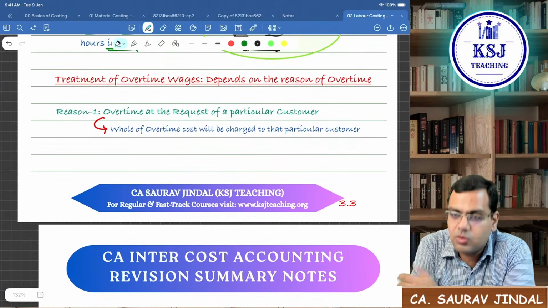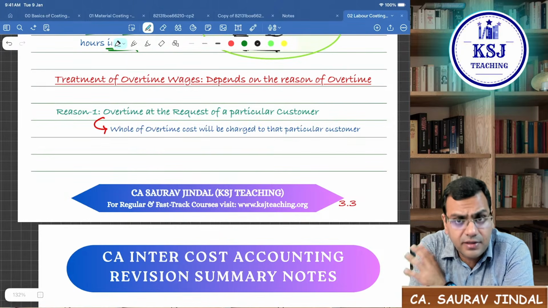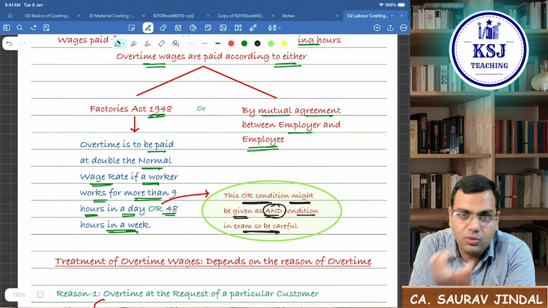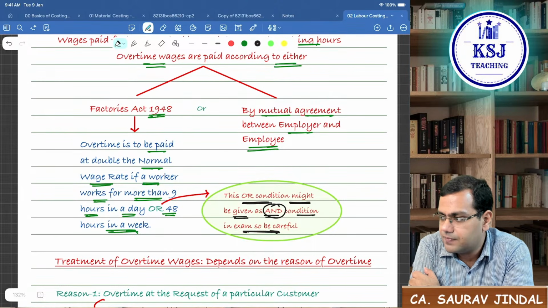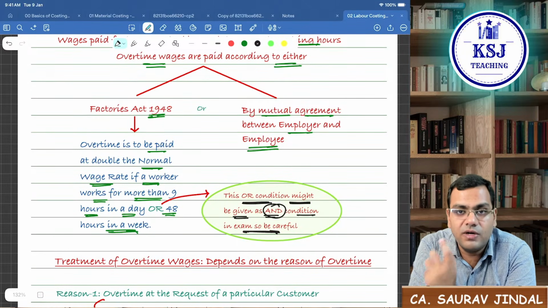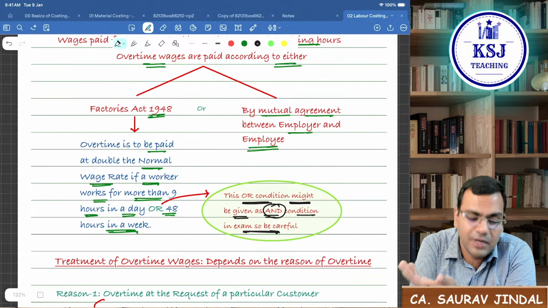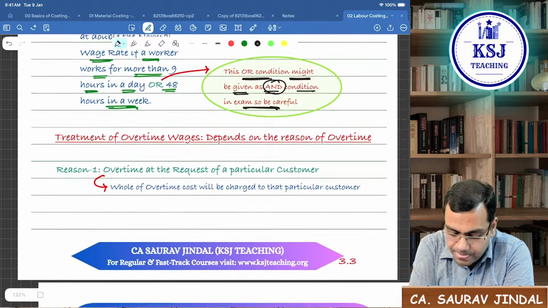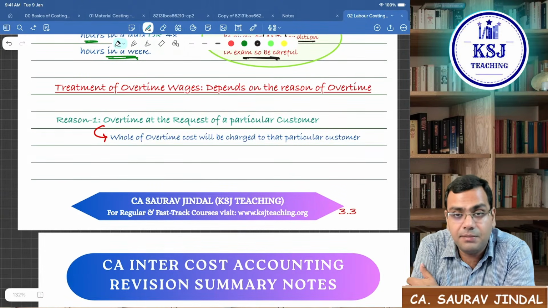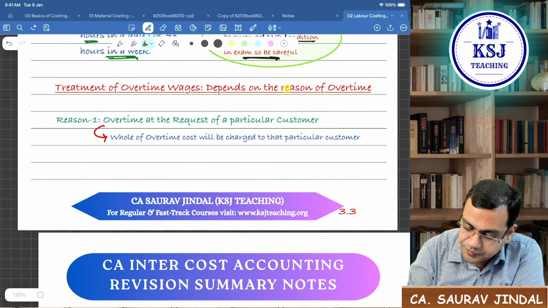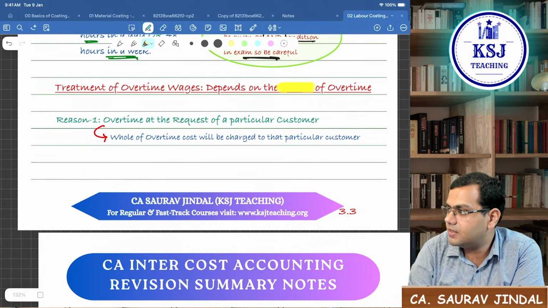Now, what will be the treatment of overtime wages in the costing? First, we have decided the amount of overtime: it will be double the wage rate. How to record it in the costing? To record it, we have to see the reason for overtime. What is the reason for the overtime? Accordingly, we can do the treatment. The treatment of overtime wages depends upon the reason for overtime, that is, why you have done the overtime.